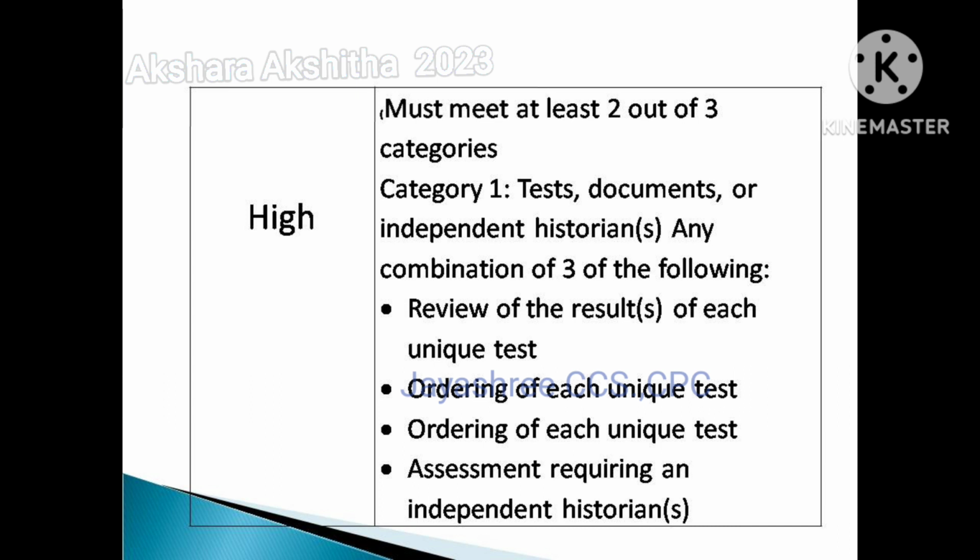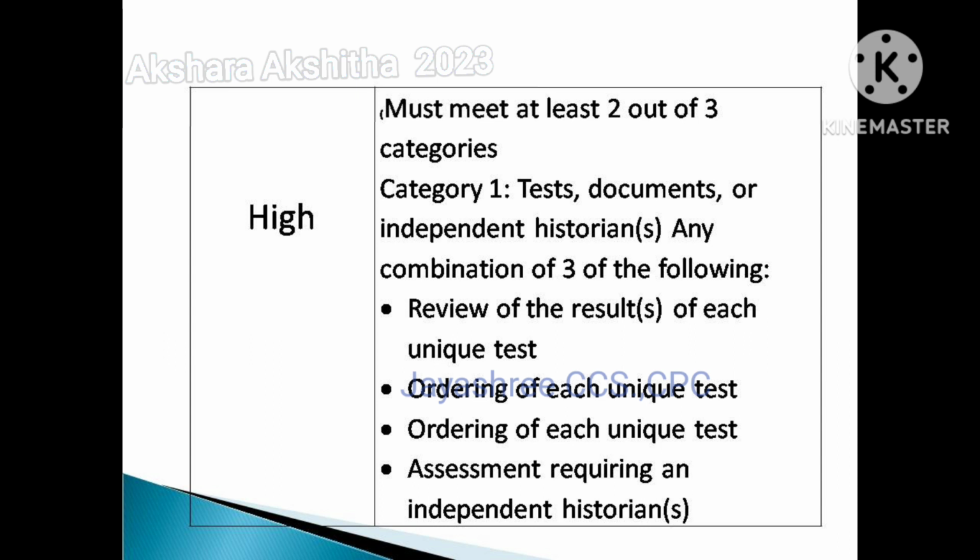Then category 2, independent interpretation of a test. That is, independent interpretation of a test performed by another physician or other qualified healthcare professional, but it should not be separately reportable. Okay, this is category 2. Category 3 is discussions. So out of these three categories, two categories should match to consider it high level.